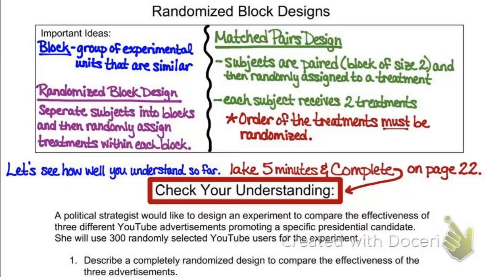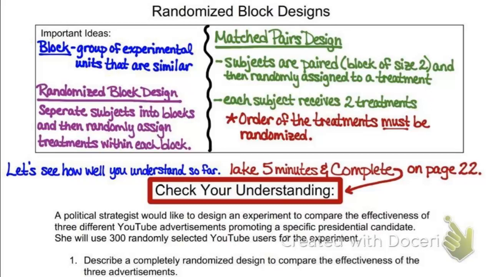Blocks. A group of experimental units that are similar. So in this case, we did juniors and seniors. You might do your blocks as male and female if that's what you think would make a difference, or perhaps athlete and non-athlete. Whatever you think is an important characteristic that would be dividing these results that you think is important to take into account.